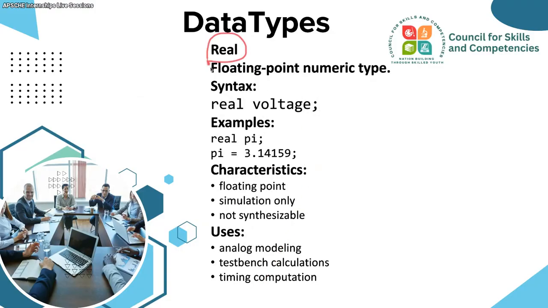Then if you need a floating point, you can use real, but it is not synthesizable. Maybe only for simulation purposes you can use it. So floating point numeric type, real voltage, example, real pi 3.145. Floating point is simulation only, it is not synthesizable. You have to keep that in mind. For analog modeling, test bench calculations, and timing computations, you can use it. So we can use it only for simulations and not for synthesis. If you want hardware that is synthesizable, we cannot use real.